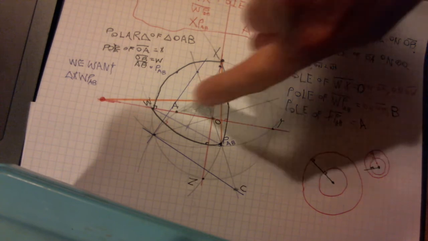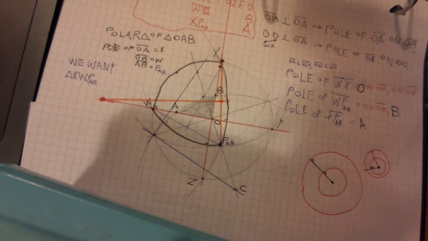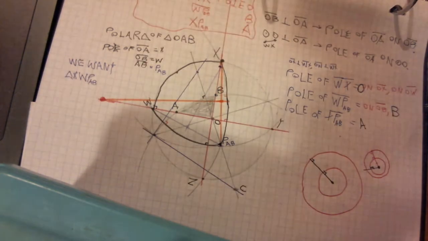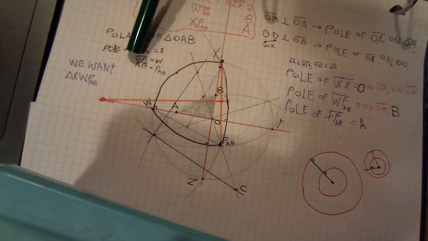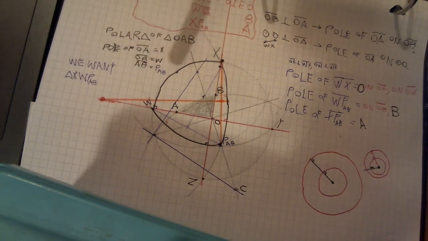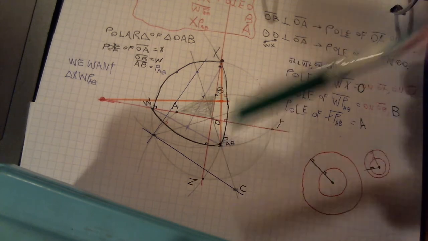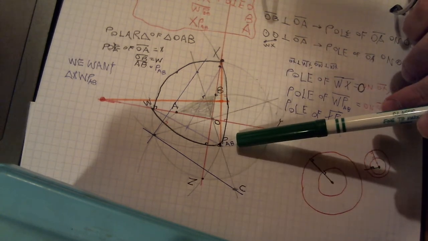All right, so there's triangle OAB. It's in gray now. I have X and W like I did before. So we have the pole of OA is X, the pole of OB is W. Now we're trying to get the pole of AB. We did the race to the pole construction to find this point P sub AB.